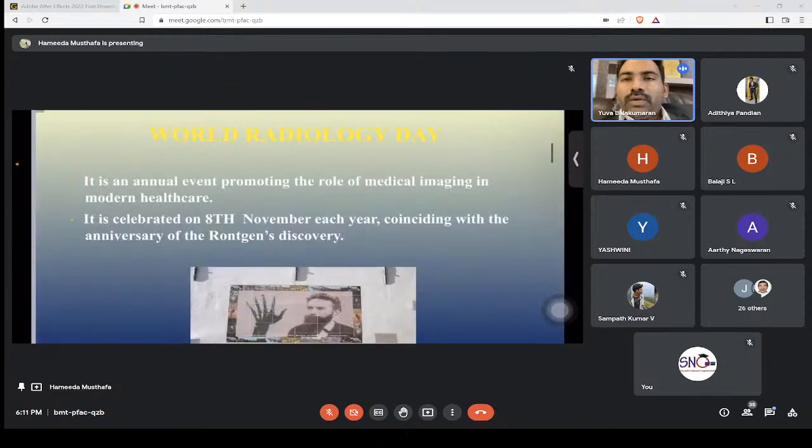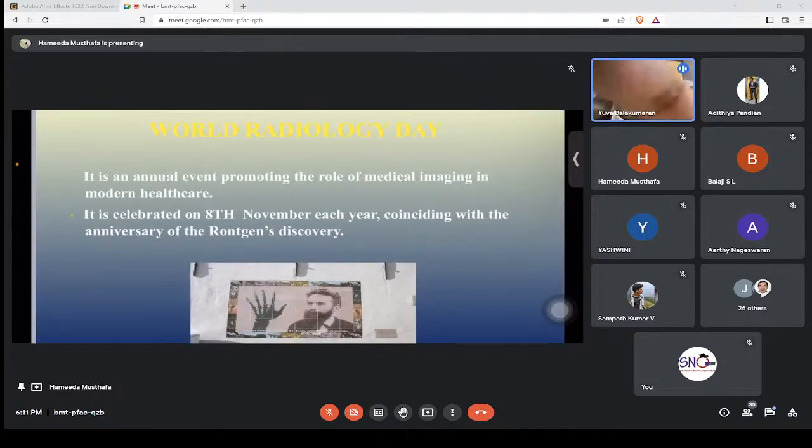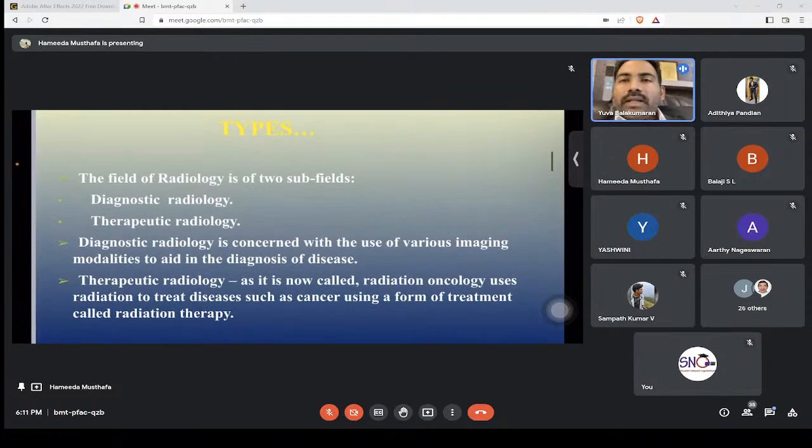Okay, World Radiology Day. November 8th, when X-ray was discovered, is considered World Radiology Day. It's an annual event promoting the role of medical imaging in modern healthcare. There are two types in the field of radiology. One is diagnostic and one is therapeutic. Diagnostic radiology is concerned with the use of various imaging modalities to aid the diagnosis of disease. Therapeutic radiology is now called radiation oncology, where we use radiation to treat cancer, and it is known as radiation therapy.